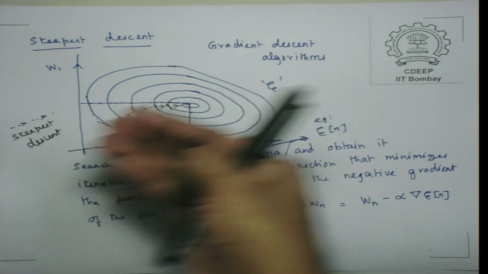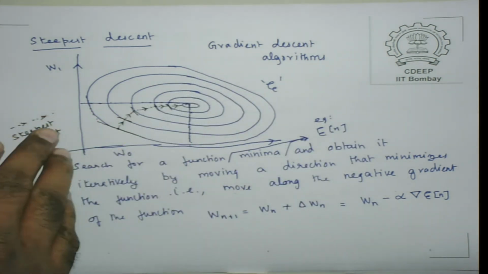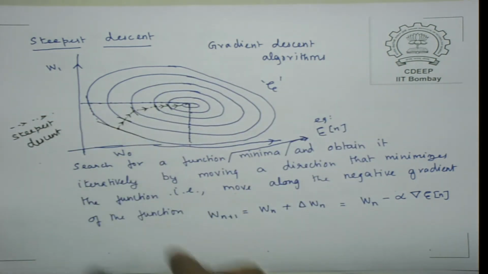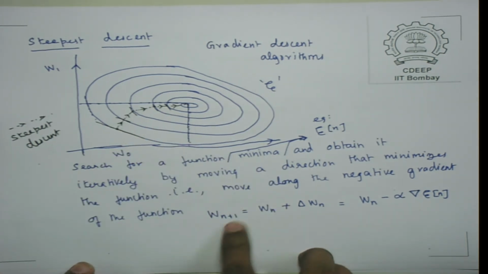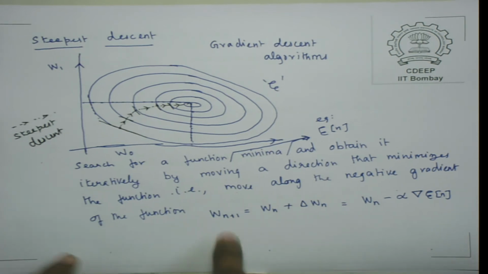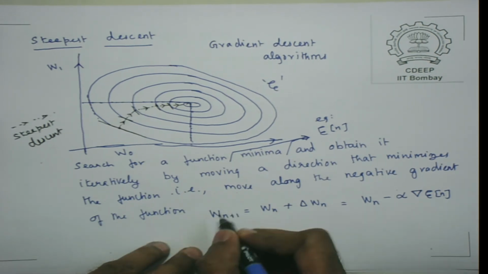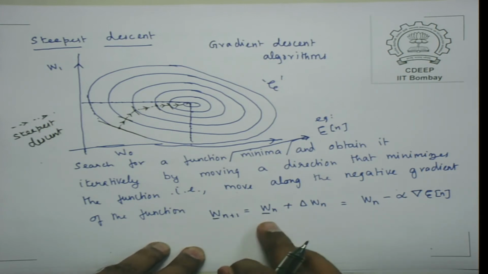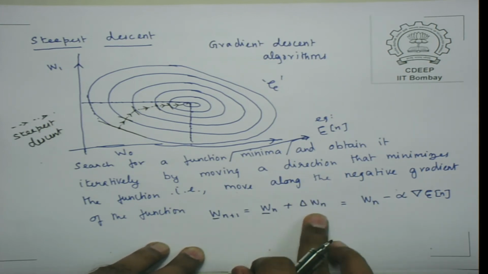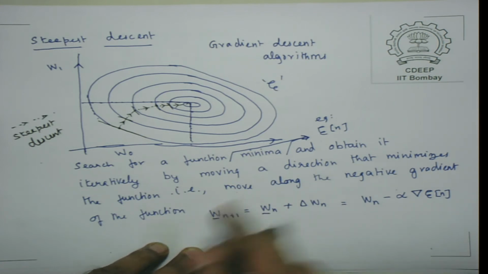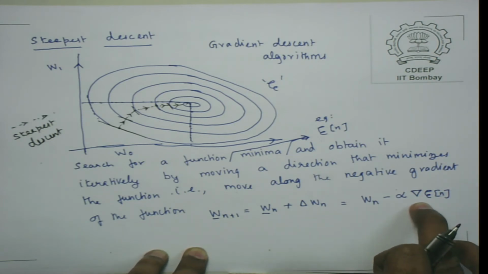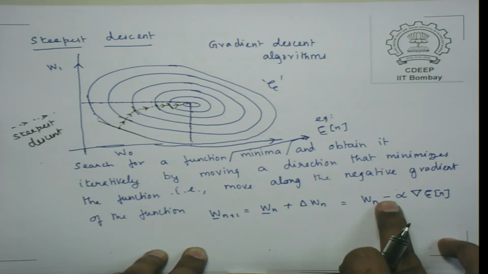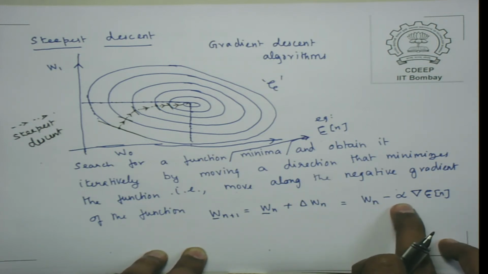If you go up the gradient, you will go to the maximum point. If you go down the gradient, you will go along to the minimum point. So the objective is of this form: you start with some w0, you update it by some factor, and you get the updated weight w(n+1). What is this factor delta wn? We want to look at it as the negative gradient of this error function times some scale factor.